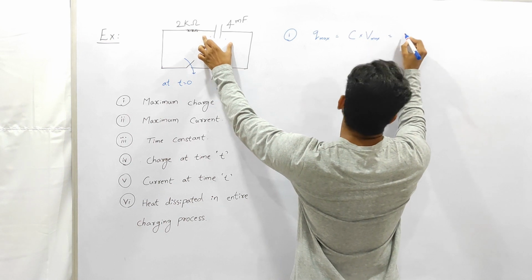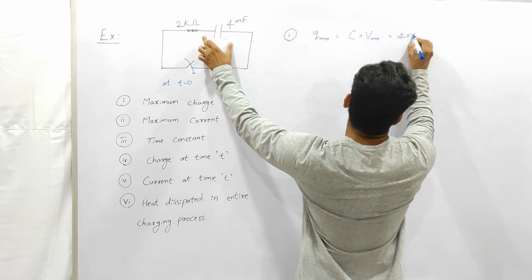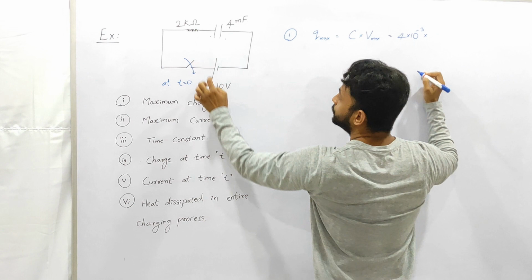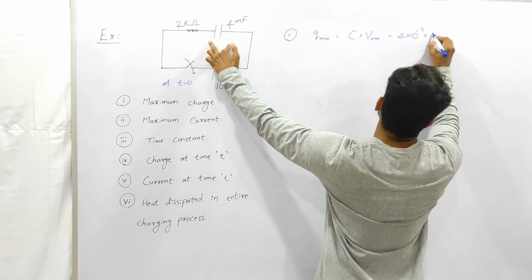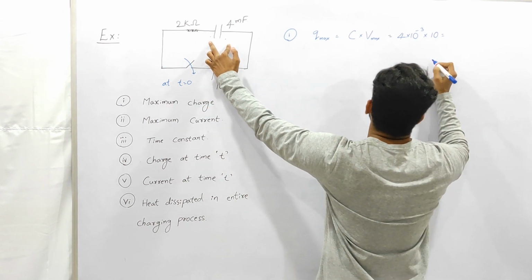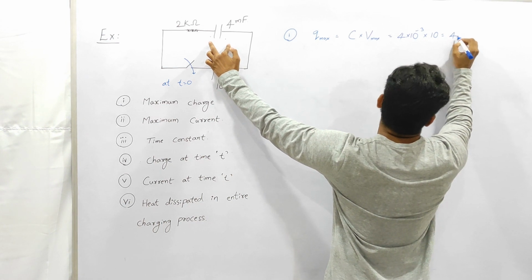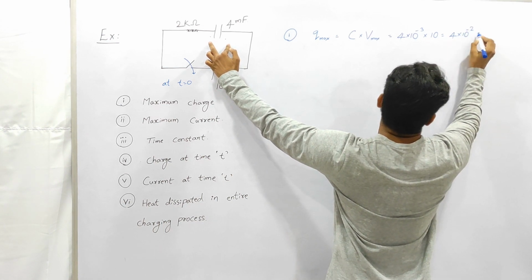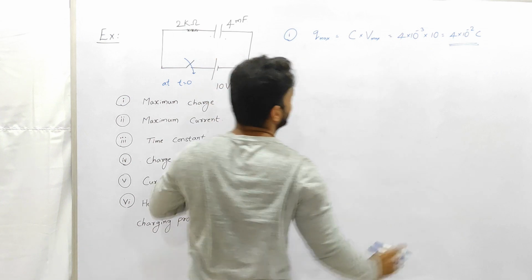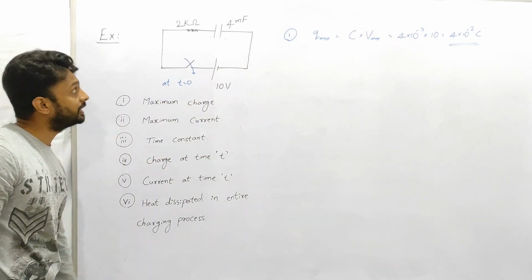So C is 4 millifarad, into the maximum potential drop across it, that is 10 volt. So there we go: 4 into 10 power minus 2 coulomb.